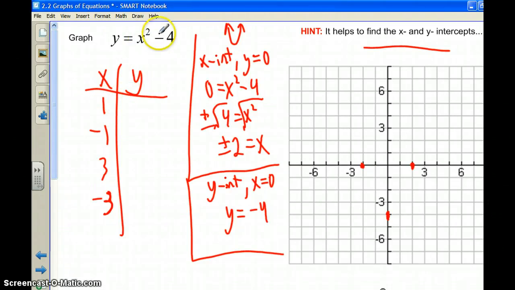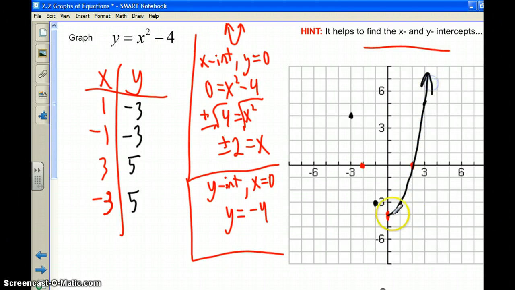So 1 squared minus 4, 1 minus 4 is -3. -1 squared minus 4 is also -3. Let's see, 3 squared minus 4 is 5, 9 minus 4. And -3 squared minus 4 is also 5. So I've got 4 points to plot. I've got 1, -3, -1, -3, 3, 5, and -3, 5. And now I have enough points to be just a little bit more sure, probably almost a little bit of overkill, getting 7 points before I graphed. And I can graph my parabola. And it looks nice, and we're ready to go on.